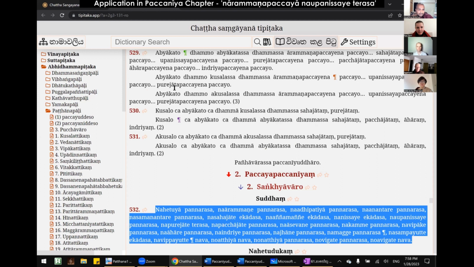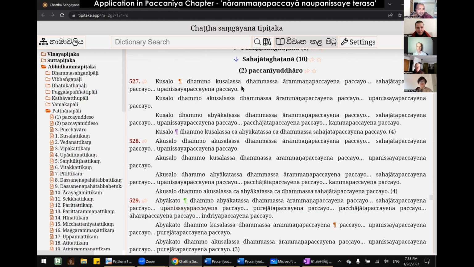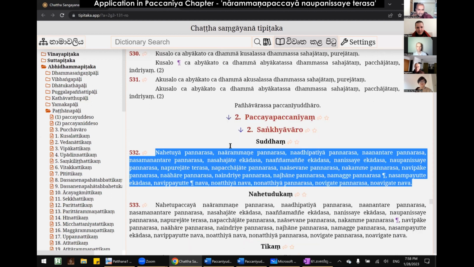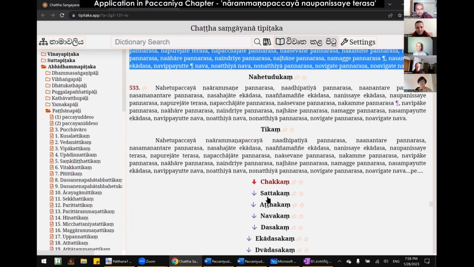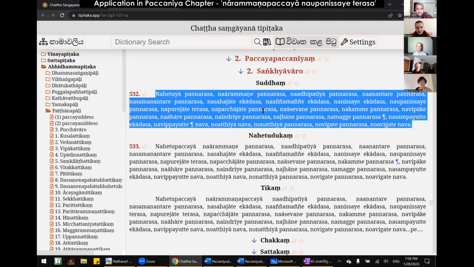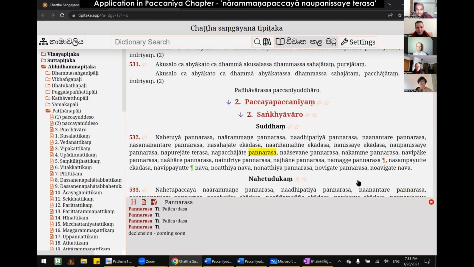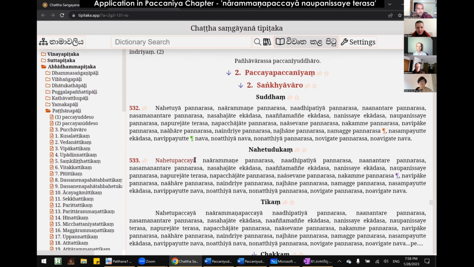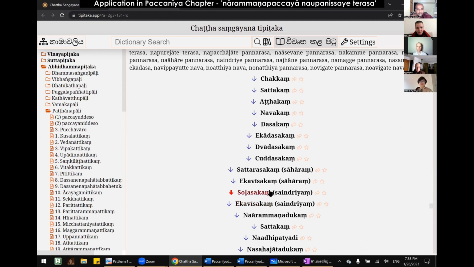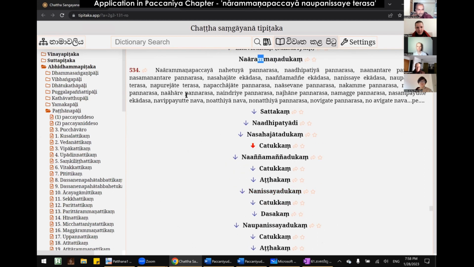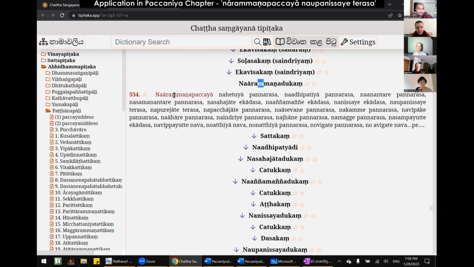After thoroughly learning this area, Paccanīyuddhāra, right? When it's clear, then we learn those rules. I told you there are maybe about 10 rules. So we learn them. And when you move on, we start from the hetu, right? The Sankhya for the hetu, nahetyā. So the mula is nahetu, then it goes until ekavisa. And then the mula becomes nārammaṇa. The nārammaṇapaccayā comes. So like that, it goes for all 24 paccayā.